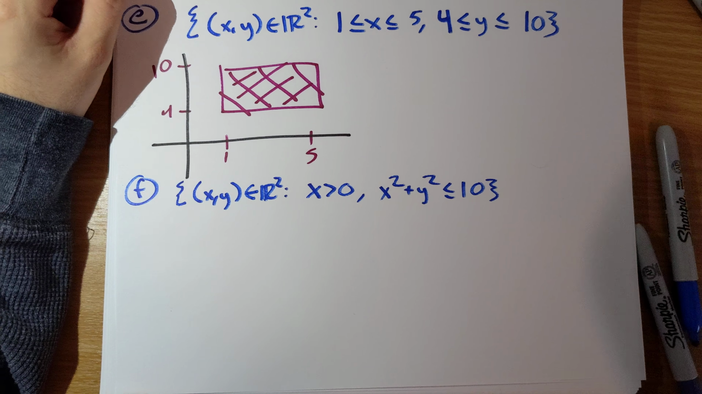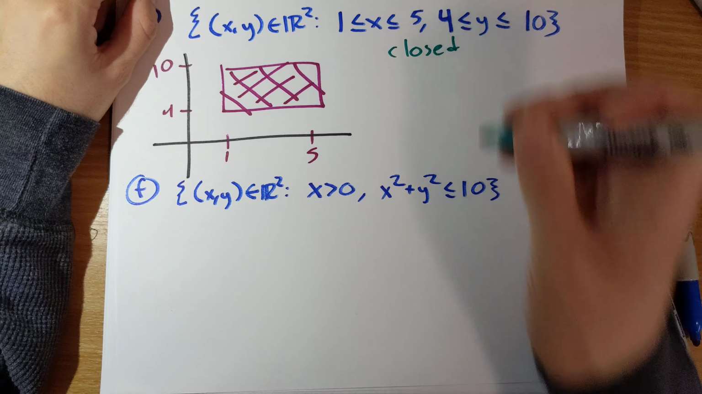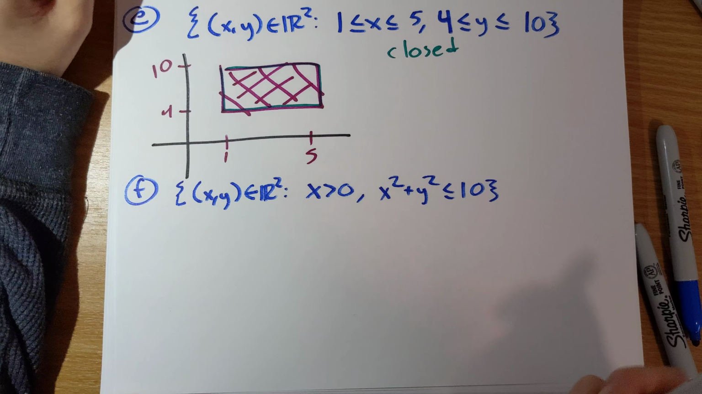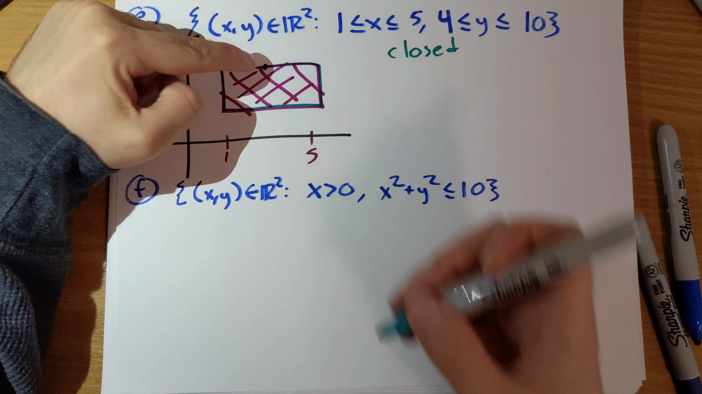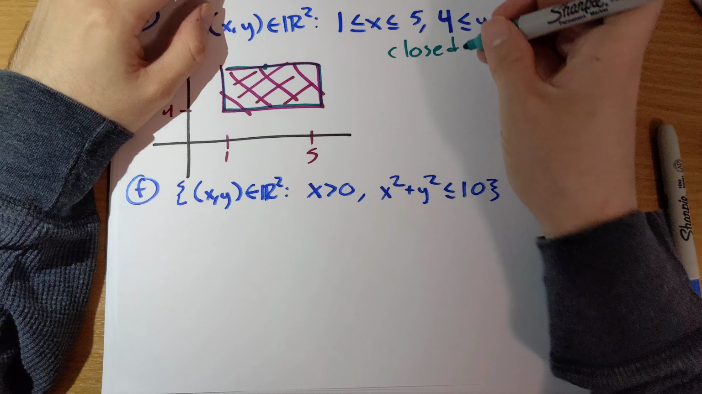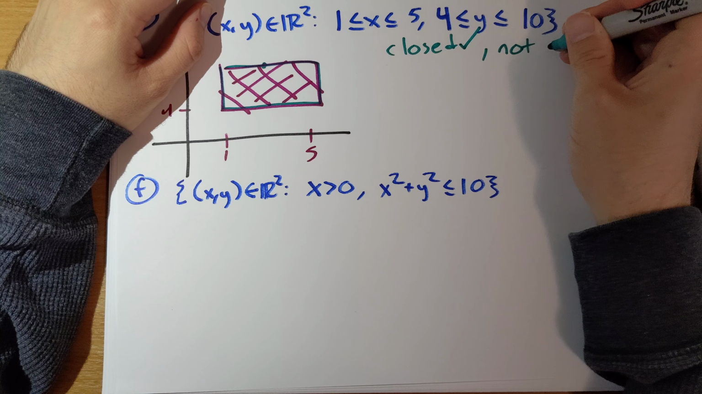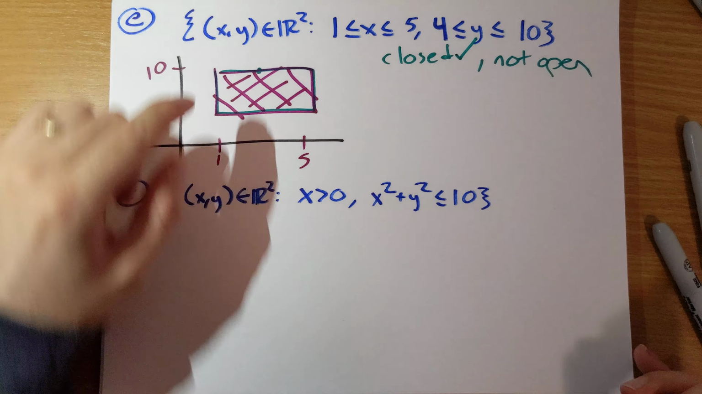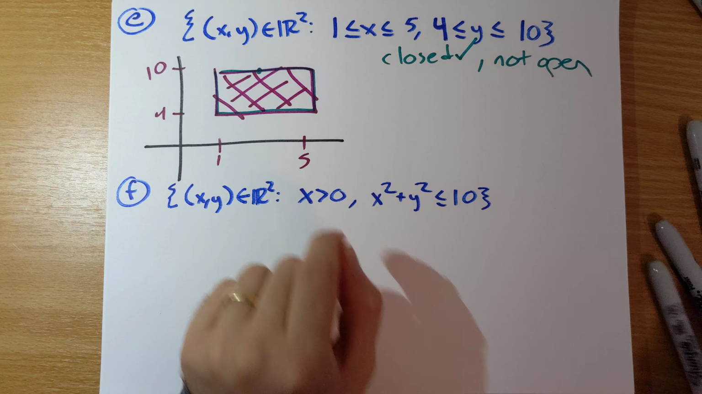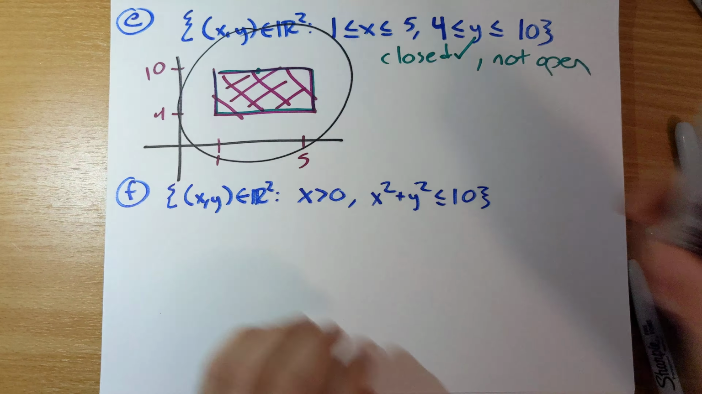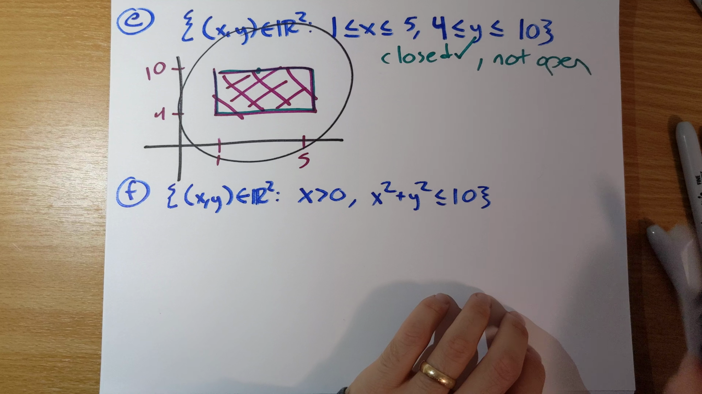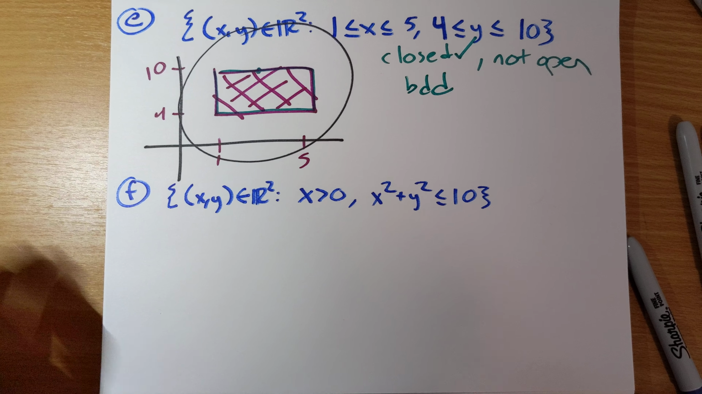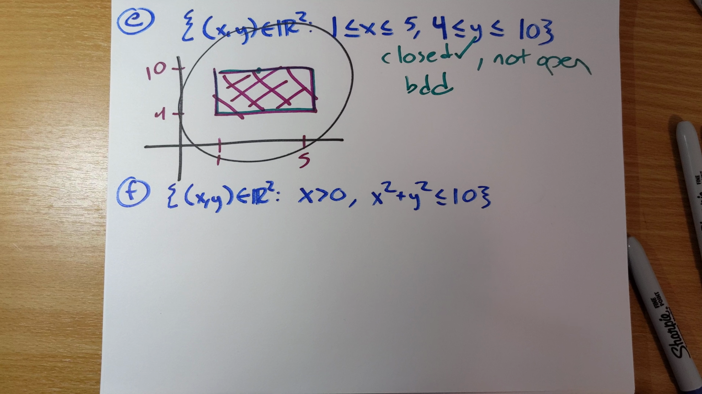So this is going to be closed because this is the boundary and all of the boundary is in the set. And the boundary, like that point right there, is not an interior point. So this is closed, but not open. And what else can we say here? Is it bounded? Yes, I just drew a circle around it. So this is closed and bounded. Closed and bounded, as we're going to see in section 14.7, is going to be the best case that we can do.